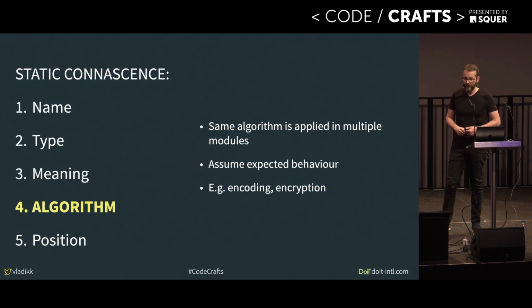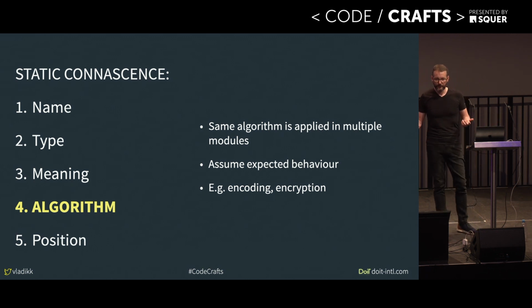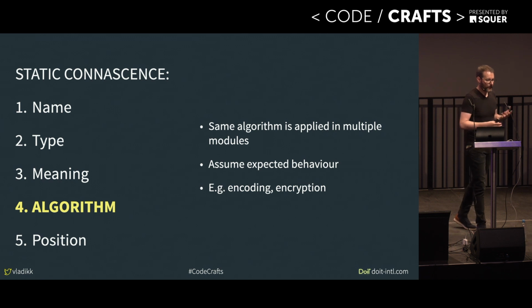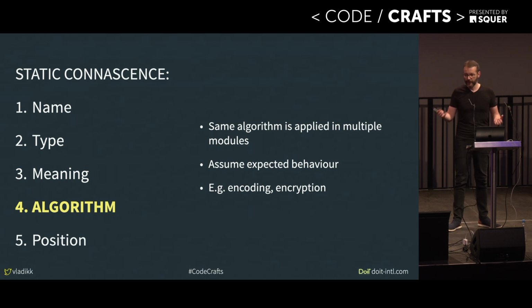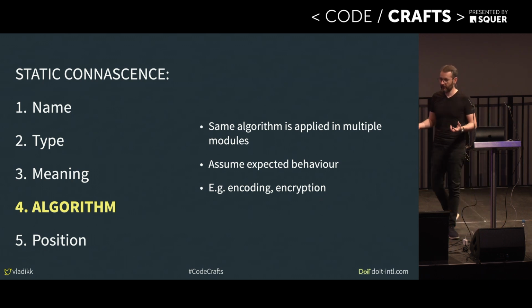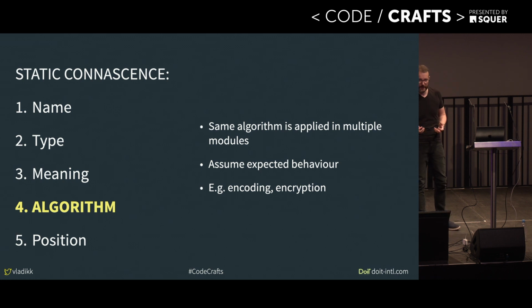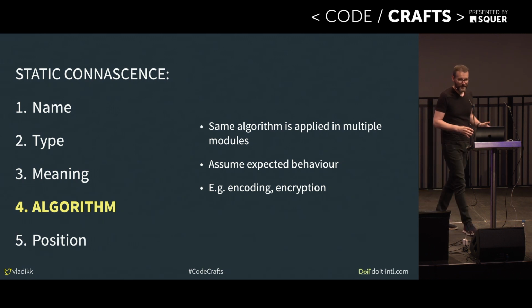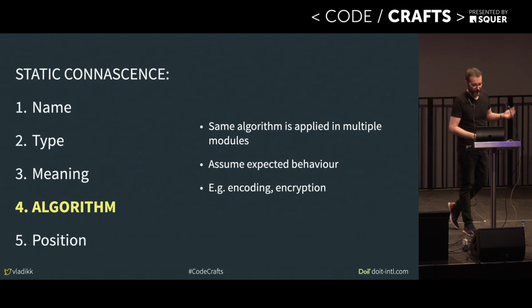Connascence of algorithm happens when two modules have to agree on the use of a specific algorithm in order to understand each other. For example, let's say we have two services communicating by exchanging encrypted data. They better agree on an encryption algorithm, because if they're using different algorithms for encrypting and decrypting data, something is not going to work. So that's connascence of algorithm.